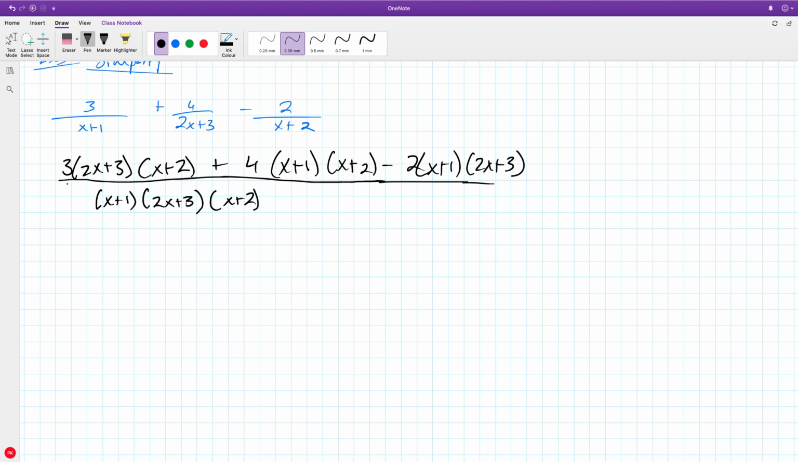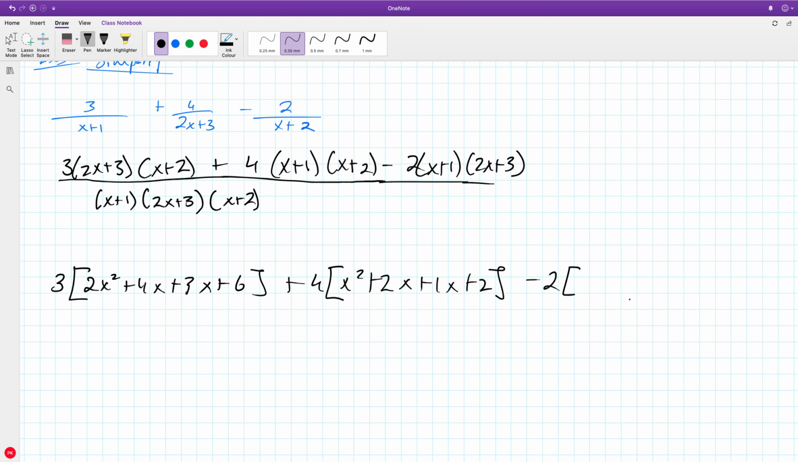Right, let's go ahead in. Easiest thing to do, lads, is leave the 3 on the outside. Multiply the brackets, 2x by x, 2x squared, 2x by 2, 4x, 3 by x, 3x, 3 by 2 is 6. Plus 4 times x by x, x squared, x by 2, 2x, 1 by x is 1x, 1 by 2 is 2.